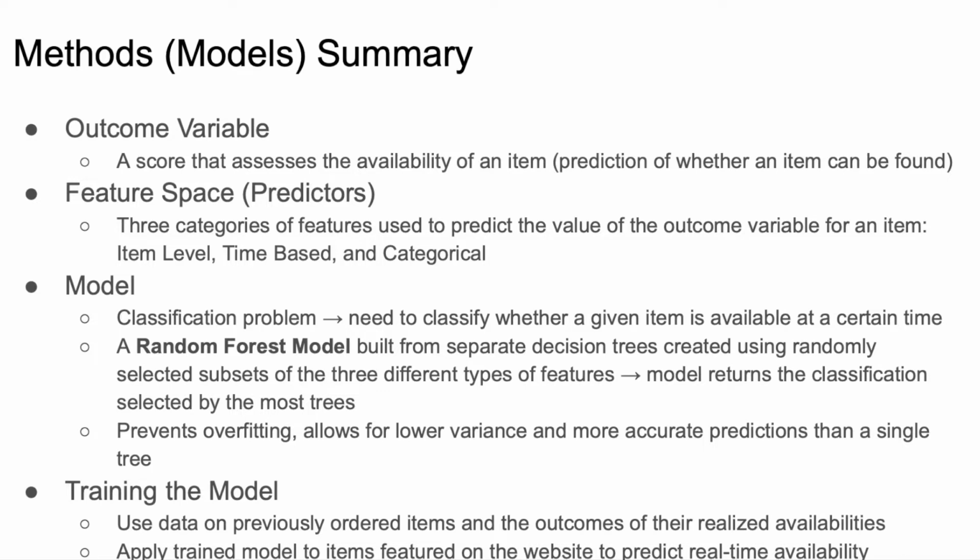So some of the benefits of using a random forest model are that since the features used to predict an item's availability are randomly selected and are unique for each individual tree, this structure helps prevent the issue of the model overfitting its training data. And because of that, it also allows for lower variance and more accurate predictions than using a single tree would.